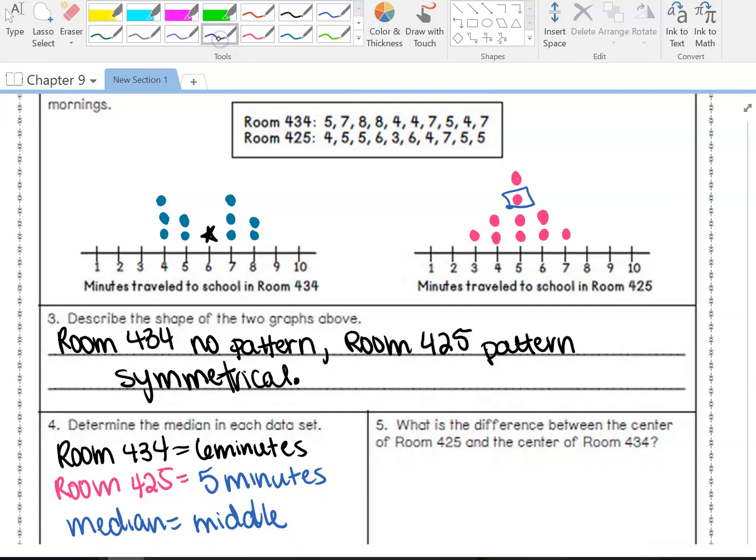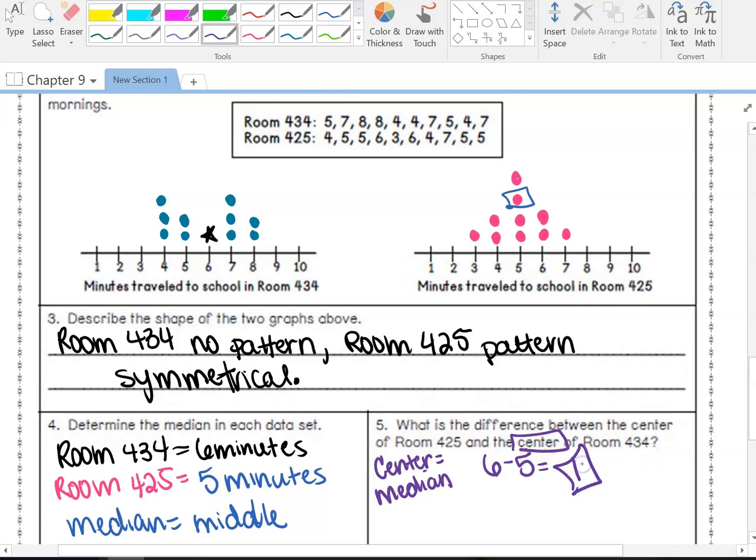So it says on number 5, what is the difference between the center of room 425 and the center of room 434? So you would have 6 minus 5 from the median. So the center, remember, is the median. So 6 minus 5 is 1. So that would be your answer on that one.